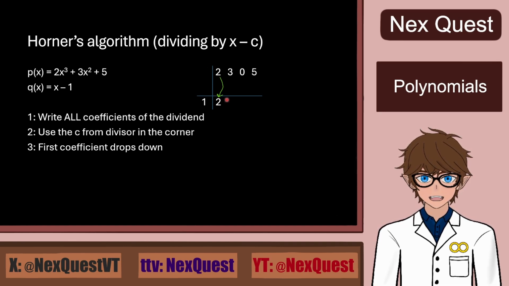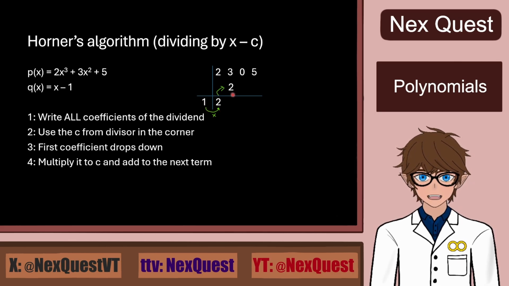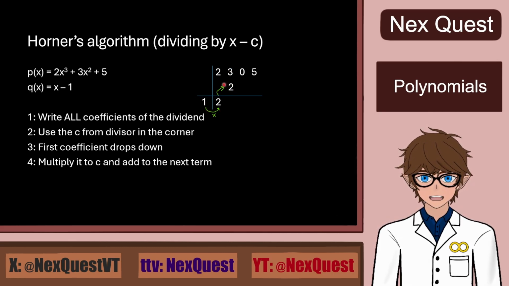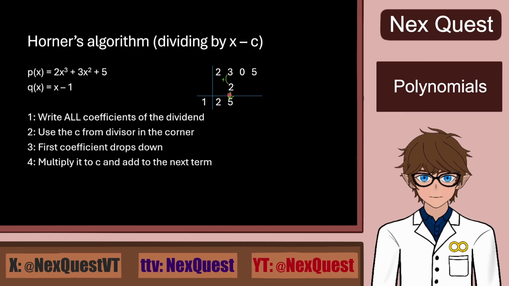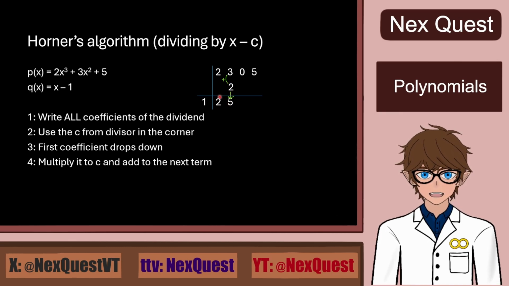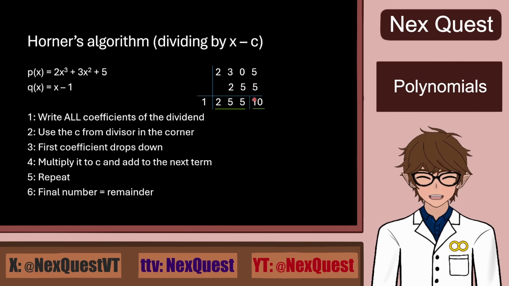Next, we will take the value from up here, so the leading term, and we will carry it down to the first slot in the last row. Then we multiply the dropped coefficient by c, and write it in the second row under the next coefficient. And after that, we add together the two numbers, mind the sign, as one or both of them can also be negative, and write the sum underneath in the third row. Then we just repeat the process for the other coefficients.